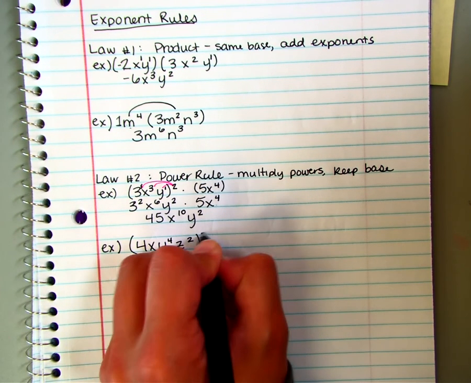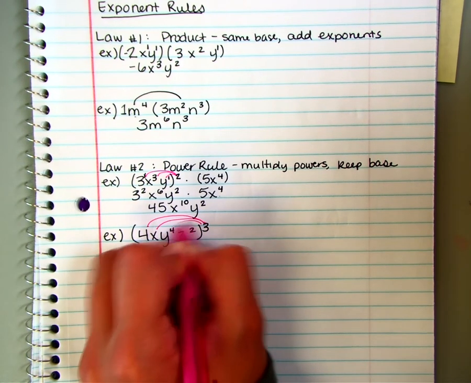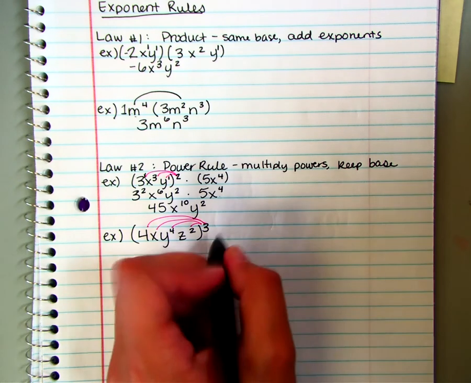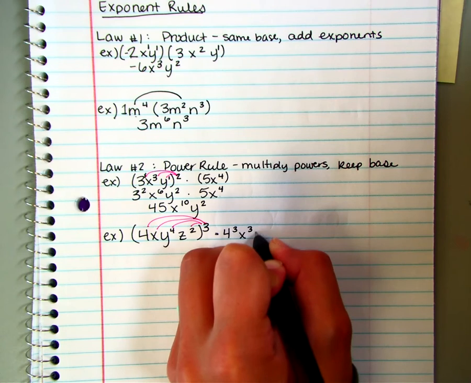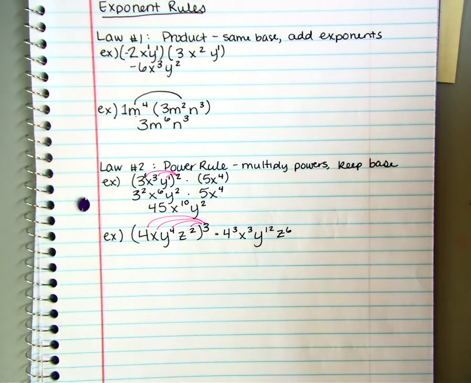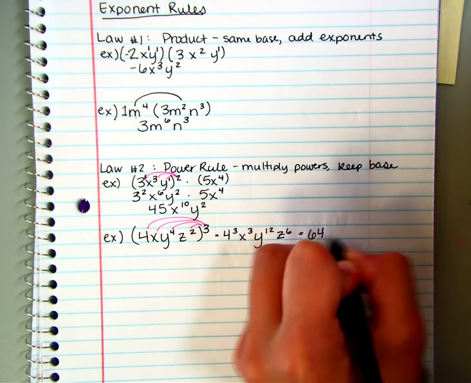So we'll look at one more example here for this rule, 4x y to the fourth z squared all raised to the third power. We want to distribute that 3 in to all of the exponents. So that's when you have an exponent to an exponent. So we'll have 4 to the third, x to the third, y to the 12th, and z to the 6th. The only thing we can simplify beyond that is that 4 to the third, which is 64.